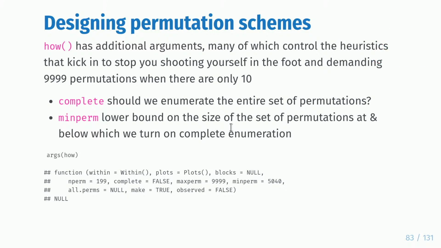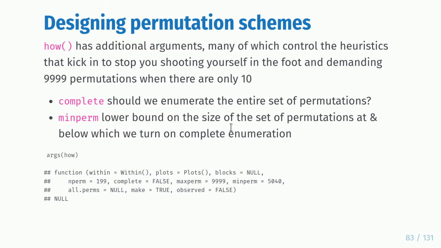So how has some additional arguments that control a lot of the heuristics that kick in, that stop you shooting yourself in the foot by trying to ask for 10,000 permutations when you only have 10 possible permutations. So there's an argument complete, and you can set complete to force it to enumerate the entire set of permutations and do this exact test. And then if you want, you can also say if the minimum possible permutations drop below a certain level, then it would be better to do an exact test in that case. That's a heuristic that we apply.